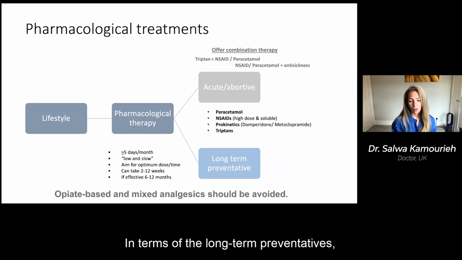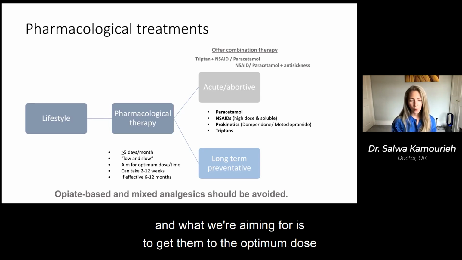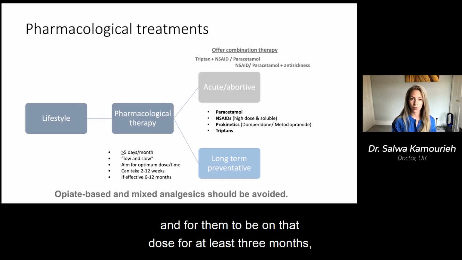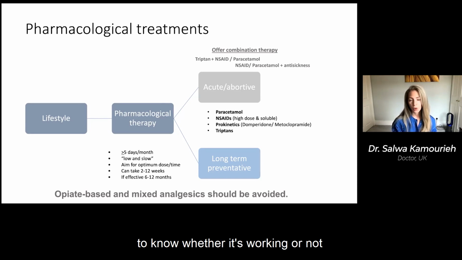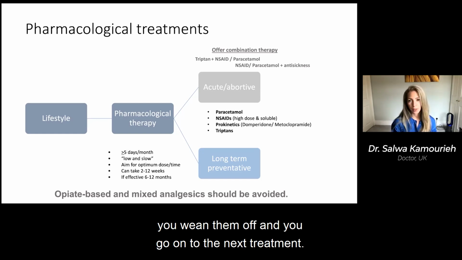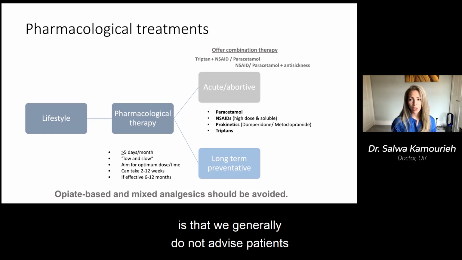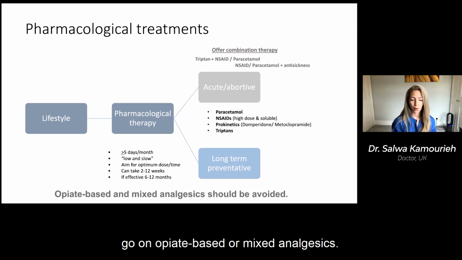In terms of the long-term preventatives, those tend to be offered to patients who are getting 5 or more days a month of migraine. What we're aiming for is to get them to the optimum dose and for them to be on that dose for at least 3 months to know whether it's working or not before bringing them off. Obviously, if they get side effects, you wean them off and you go on to the next treatment. I hope what you can see here is that we generally do not advise patients go on opioid-based or mixed analgesics.